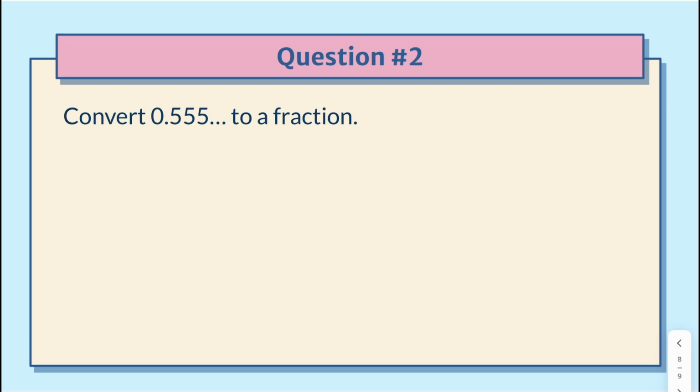Question 2, we have a repeating decimal. If you want, I'll make this easier for you. This is 0.5 with the line over it, if that's easier for you to read. If you can, pause the video and try to solve this for yourself.